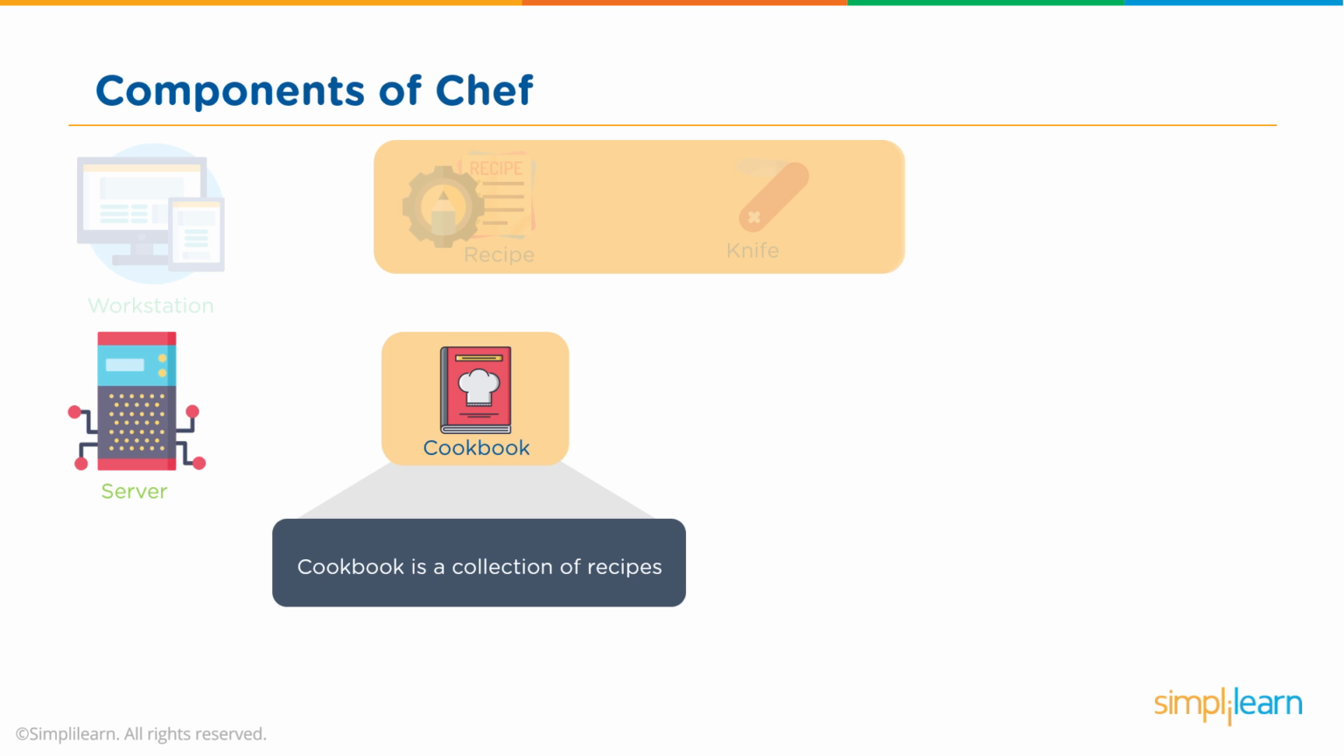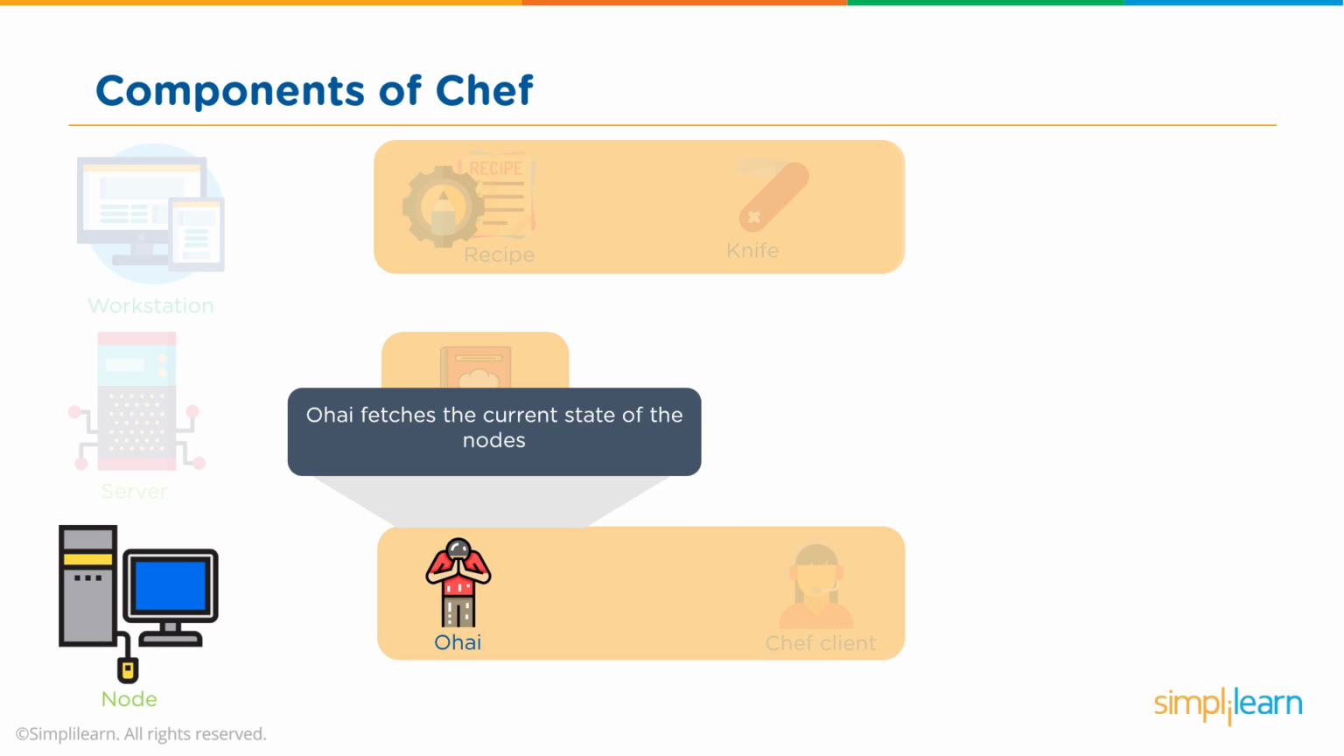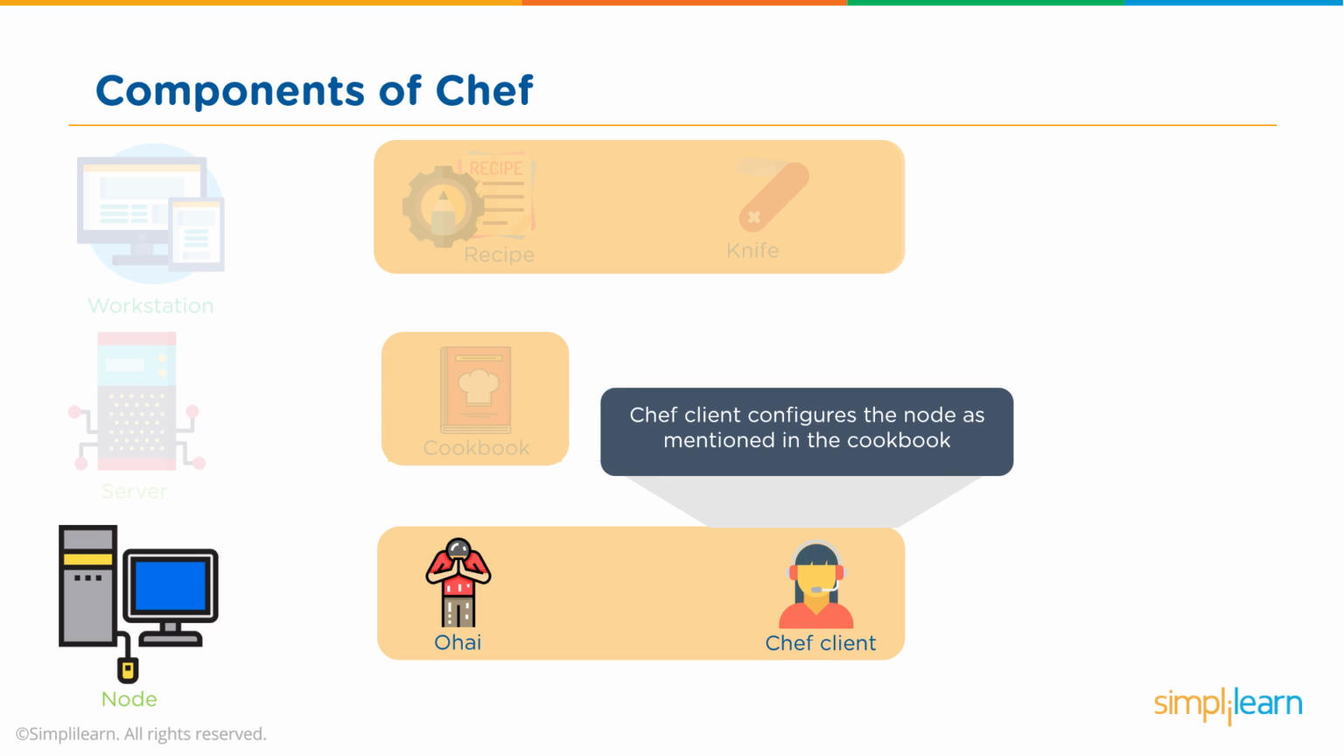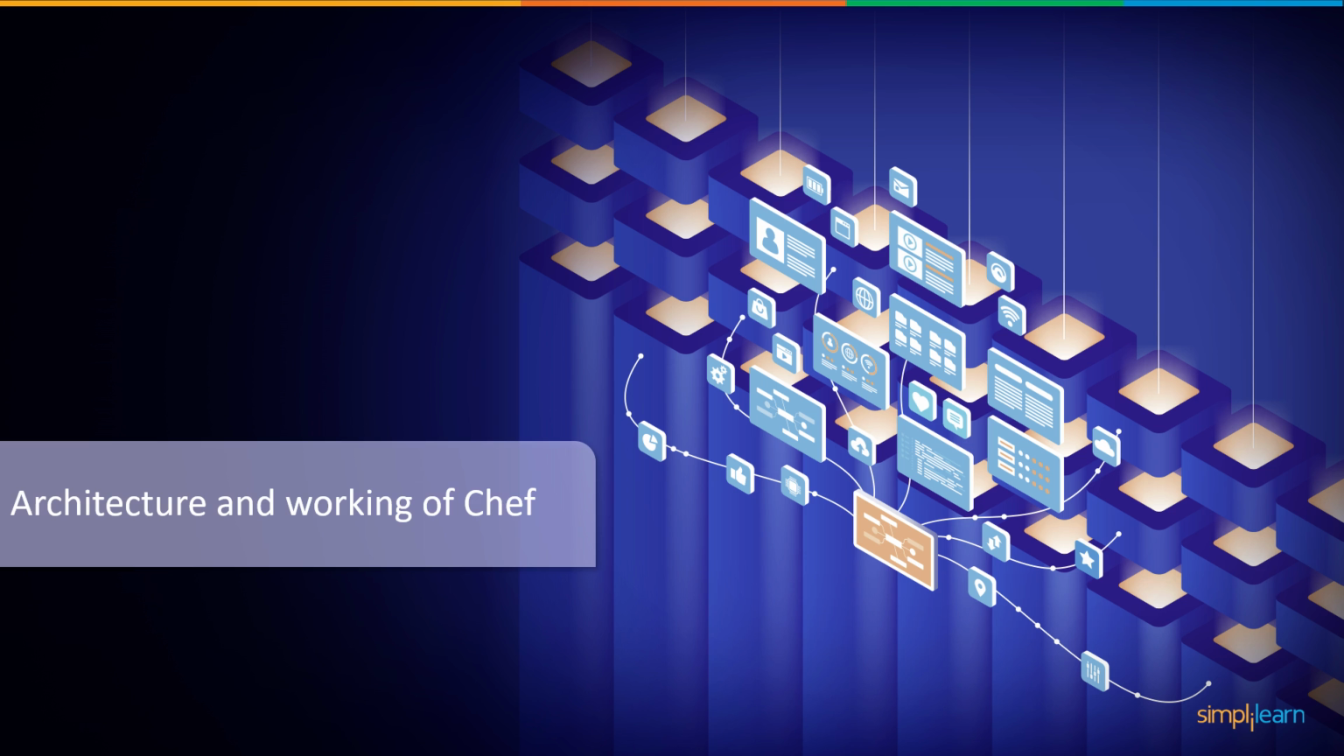And you may take an environment such as a large network where you have multiple nodes, potentially hundreds of servers that have to all have a consistent and equal state environment, and you would use that cookbook to ensure with Chef that the state of each of those nodes is consistent. And then Ohai fetches the current state of your nodes and then the Chef client configures the nodes as defined within your cookbook. So let's step through the architecture and working environment of Chef.